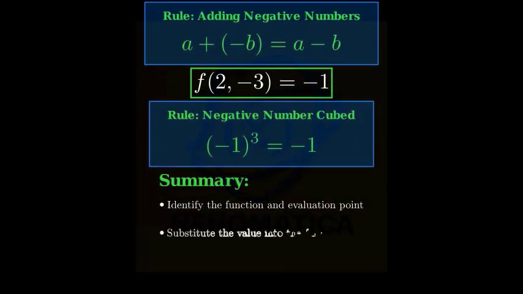In summary, to evaluate a function at a specific value, first, identify the function and the value at which you need to evaluate it. Second, substitute the given value into the function. Finally, simplify the expression step by step to get the final answer.